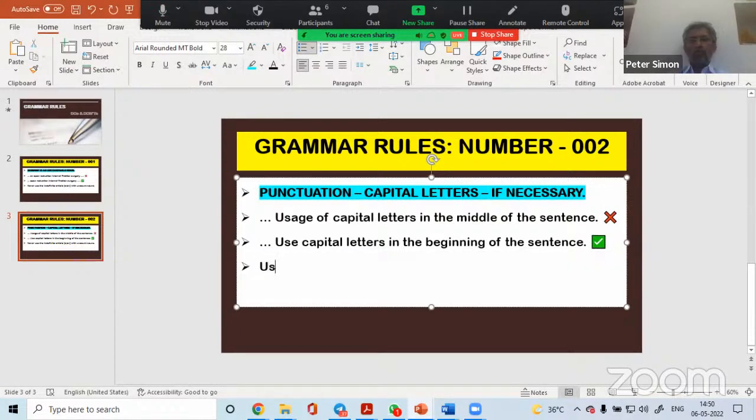Use capital letters for proper nouns. Proper nouns only. That's it.